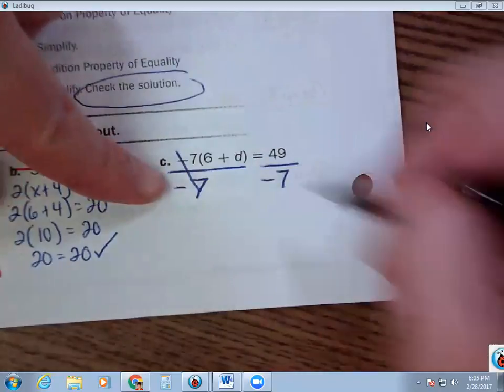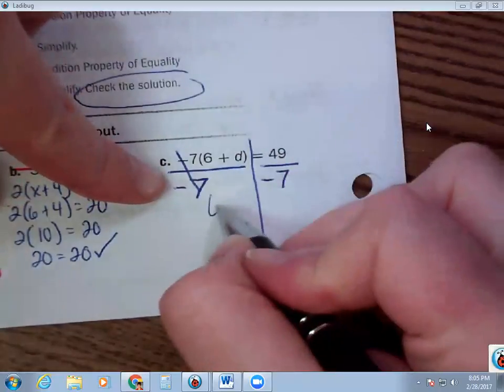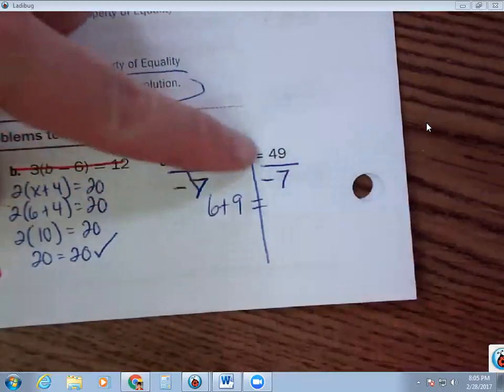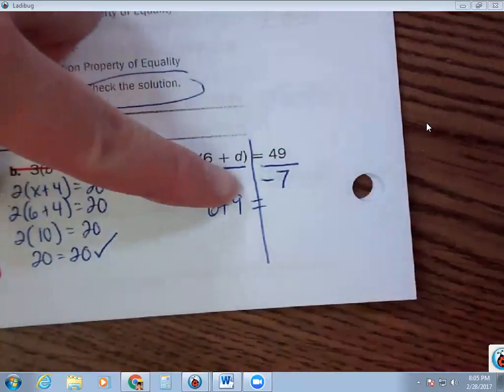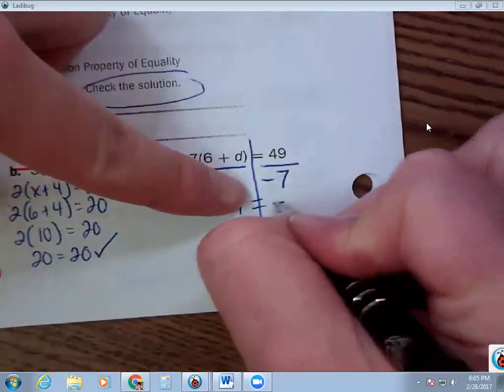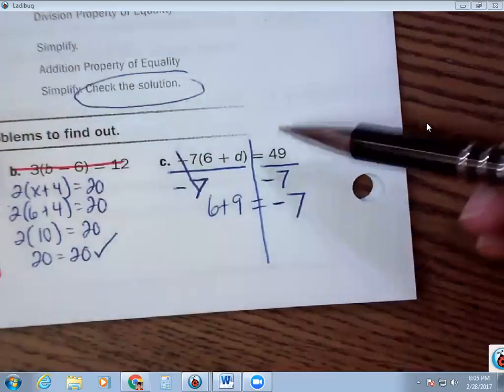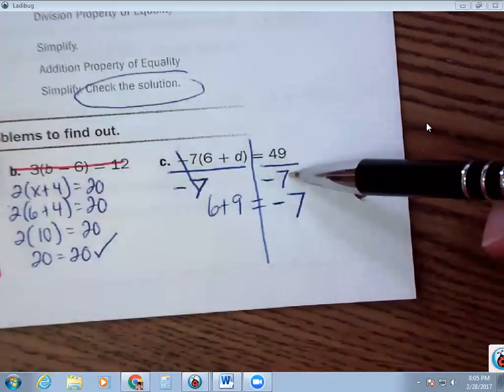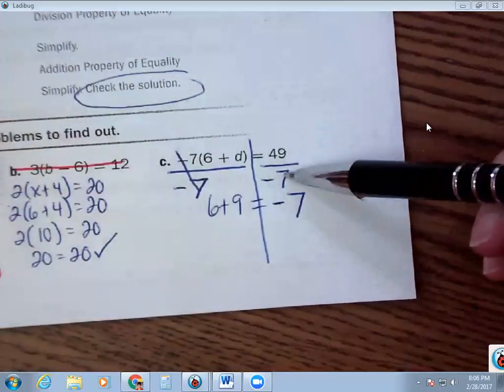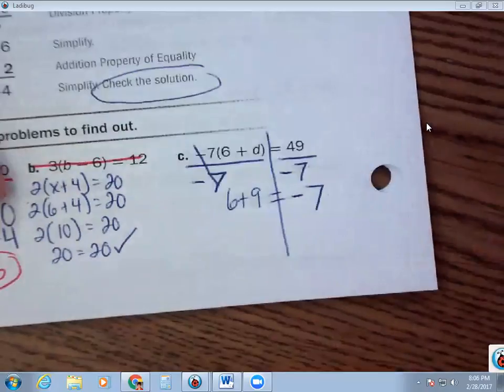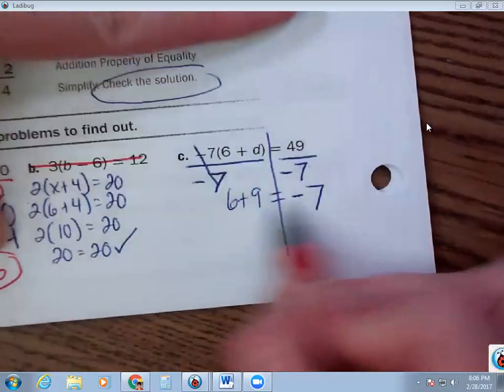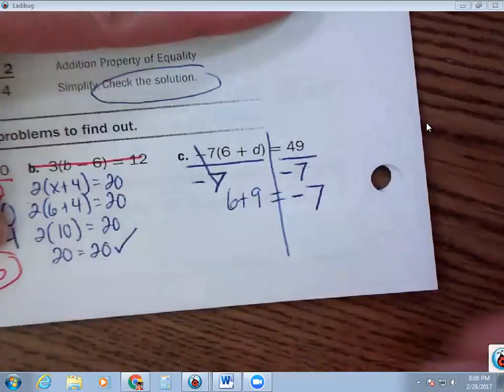So that's going to leave us with 6 plus d equals, and 49 divided by negative 7 is a negative 7, right? 49 divided by 7 is 7. A positive divided by a negative is a negative. Now, hopefully you got your signs all right, because that was the hardest part of this one. That's why I wanted you to try it.